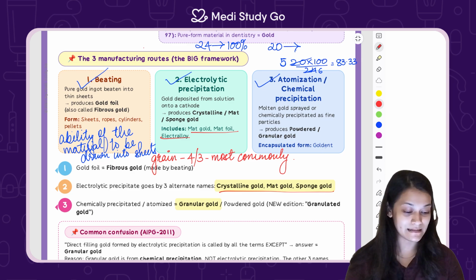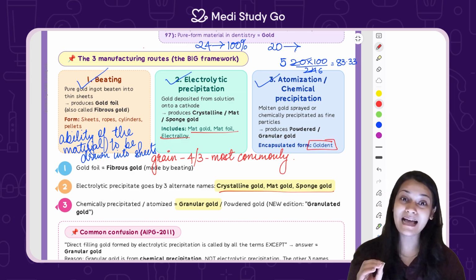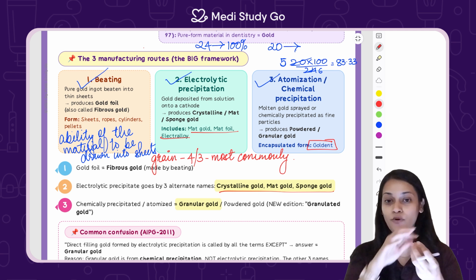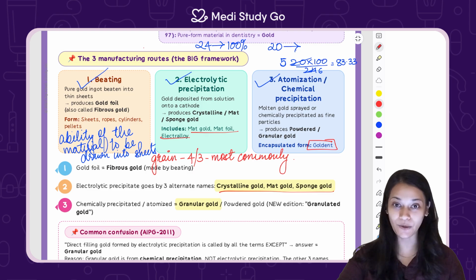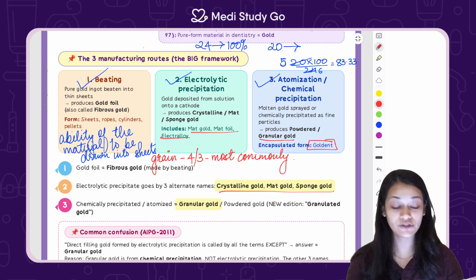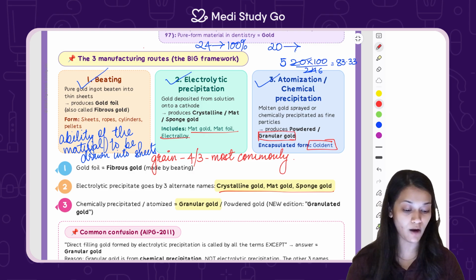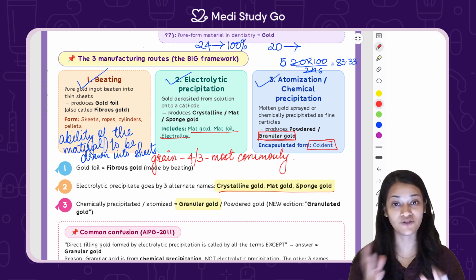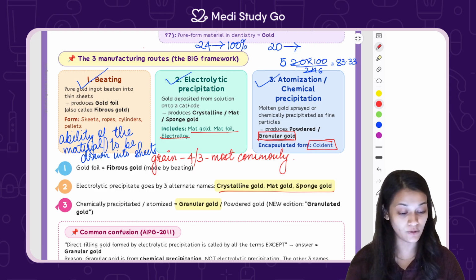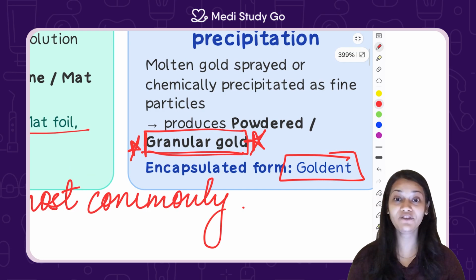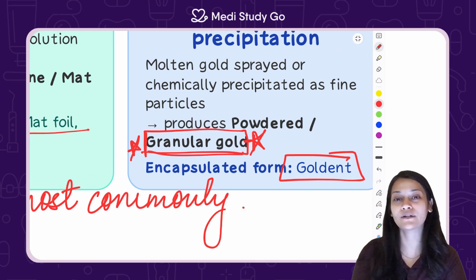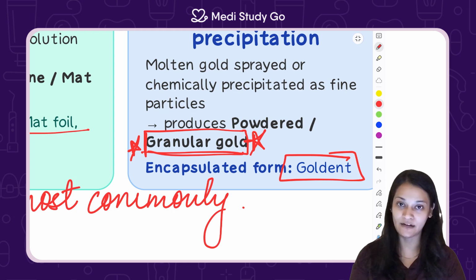Now, Goldent is one of the examples wherein your pure form of gold is embedded within wax, and this is nothing but your atomized or granulated gold. Phillips' newer editions say that there's a new terminology that you need to use. It's no more powdered gold. That's the older terminology. The newer means granulated gold. So make sure you keep this in mind. If attempting viva, don't use the term powdered gold. You should use the term granulated gold.